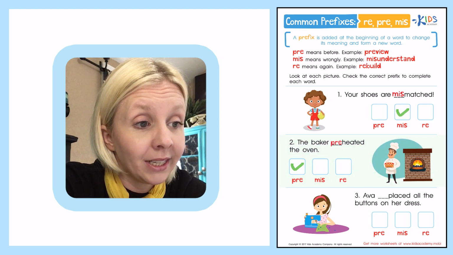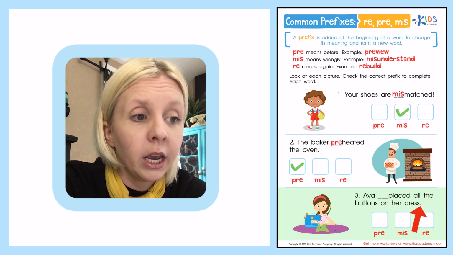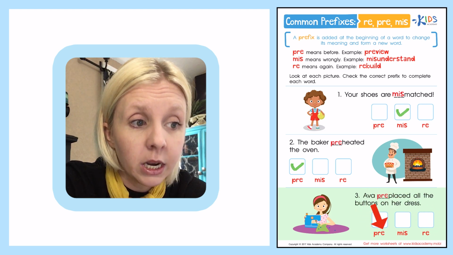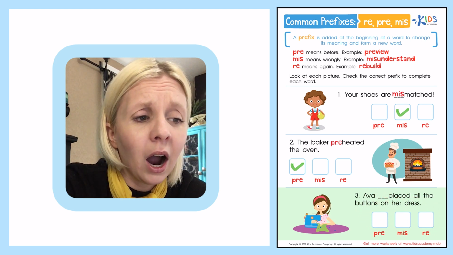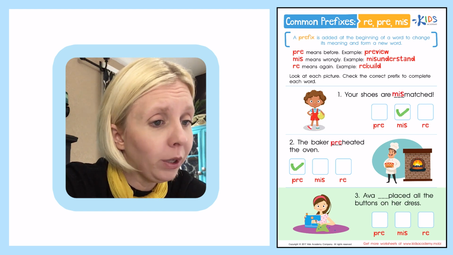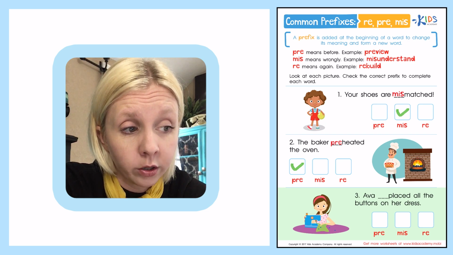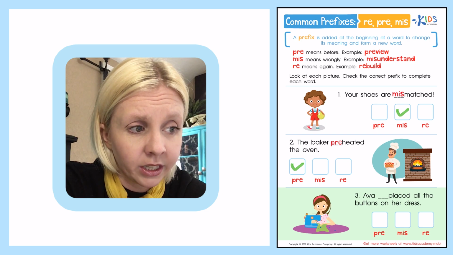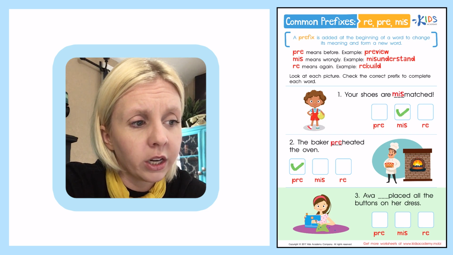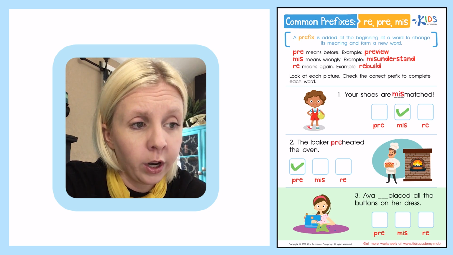The last one says, Ava blank placed all the buttons on her dress. She preplaced, misplaced, or replaced. Now, I bet that misplaced or replaced both sound like real words, but we're going to use the picture over here to help us understand what she's doing. It looks like Ava has got a sewing machine, so it looks like she's trying to fix something on her dress, and she's got her buttons right over here.